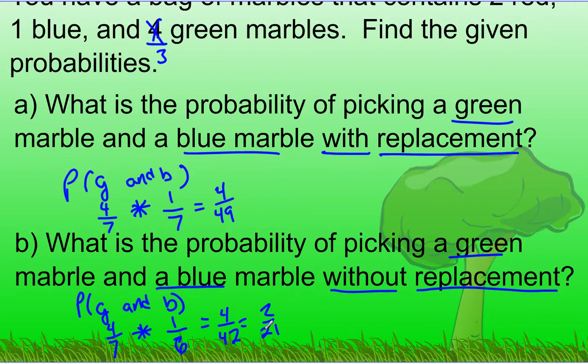So with replacement, the probabilities remain the same. Without replacement, the probabilities change. Mostly the bottom number, the total amount, changes. But also, to find the probability of 2 greens, it'd be 4 out of 7 for the first one, and only 3 out of 6 for the second one, because now there are fewer green marbles.